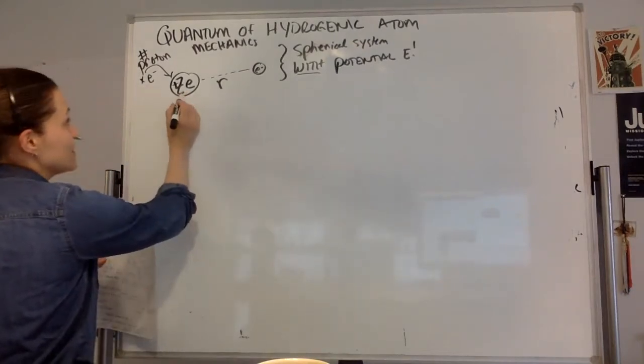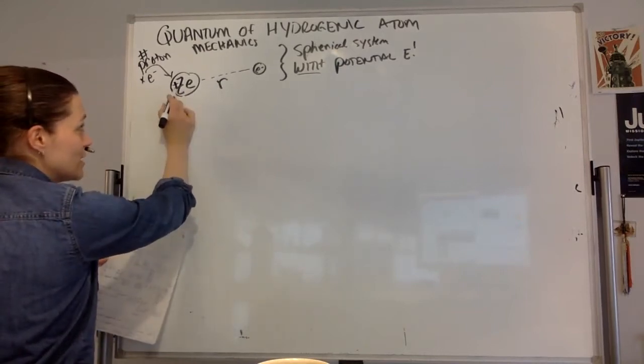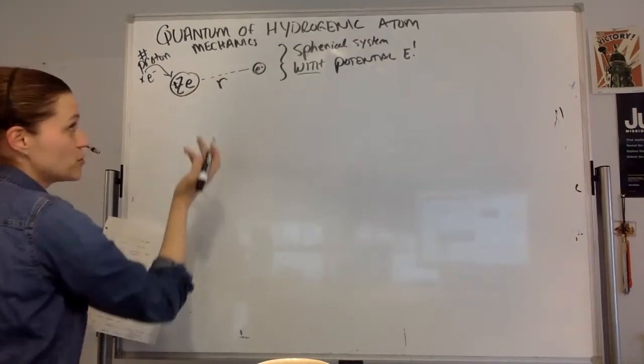Notice I've got a Z here. This is the number of protons multiplied by the fundamental charge, and there's a positive right there to denote that this is always going to be a positive value because it's, well, protons.